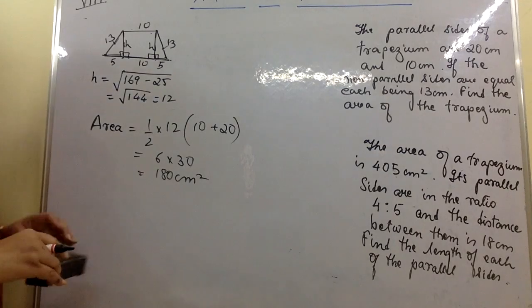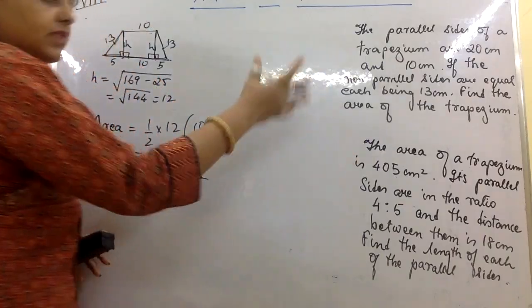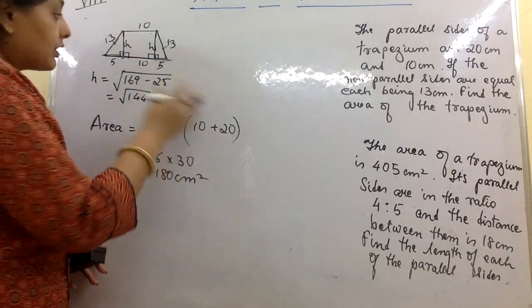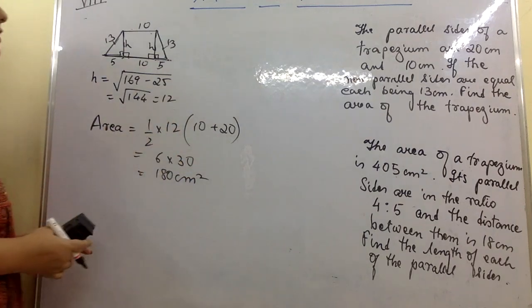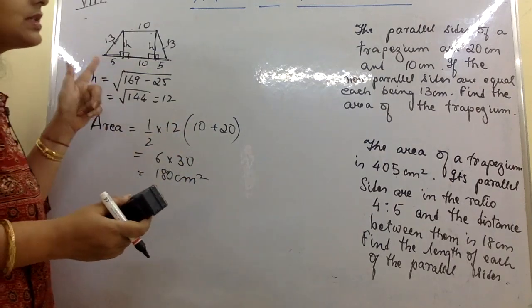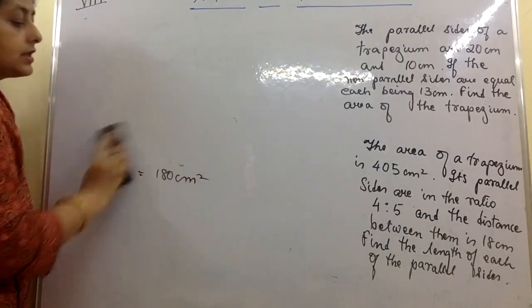Okay. So this is one type of question where the height wasn't given but something else was given. So we could easily find the height using Pythagoras and of course congruence. Because if it is not an isosceles trapezium, we'll have a problem again. Now let's see the next question that is given here.